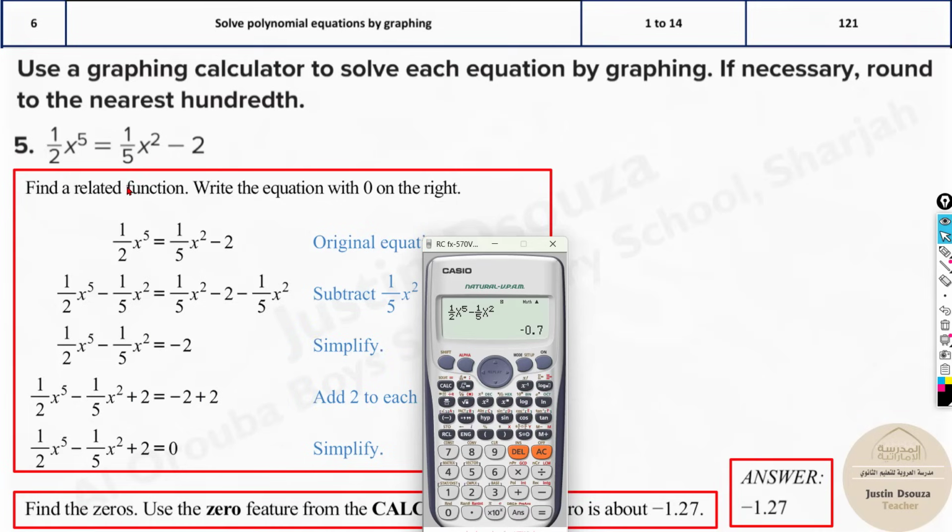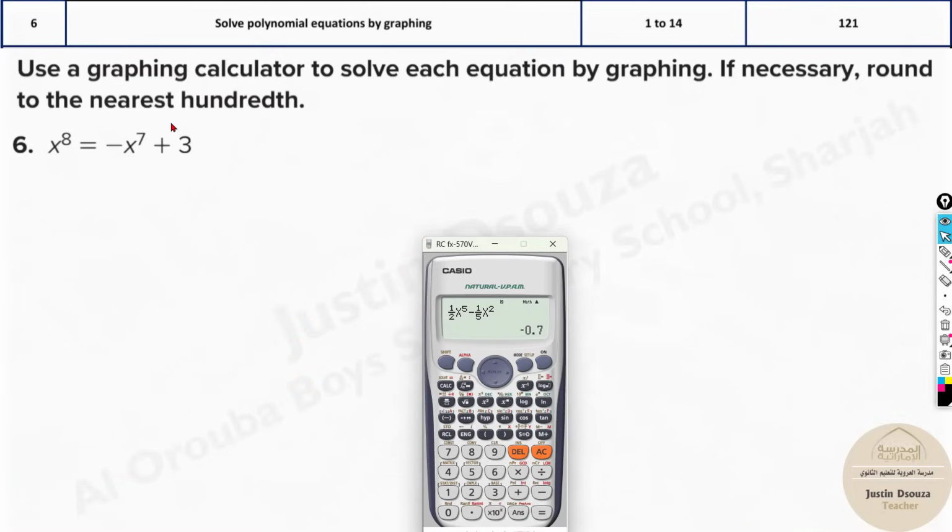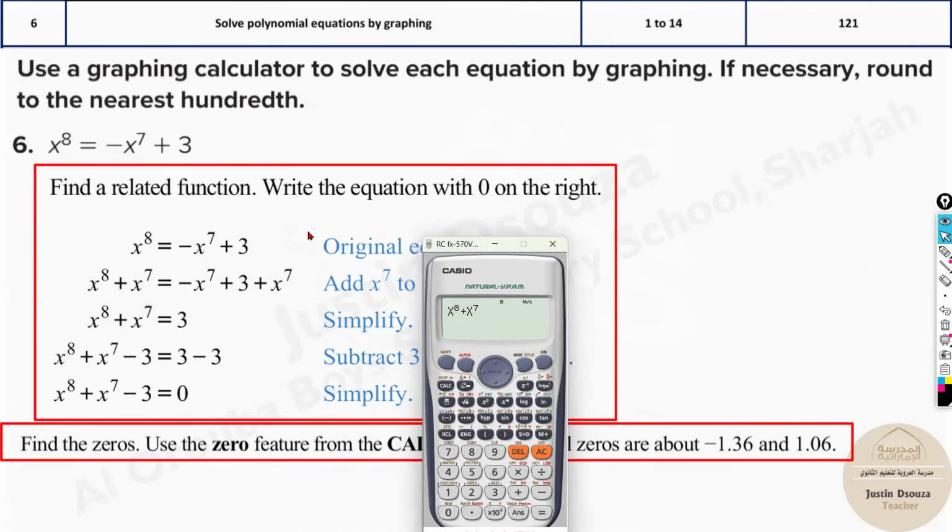Whereas if it's cubic and all those questions, directly use mode 5.4 or mode 5.3 and solve it up. Even over here, we can do the same thing. Type in the equation x power 8, and this goes to the other side, will be plus x power 7. That is equal to what? You don't write that, you need to just find the answer. You need to look into the options.